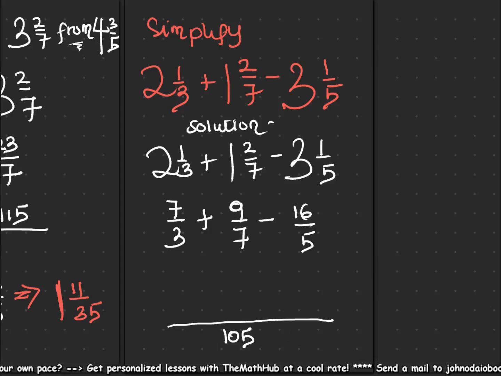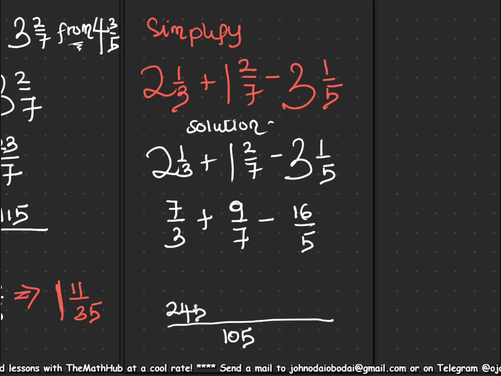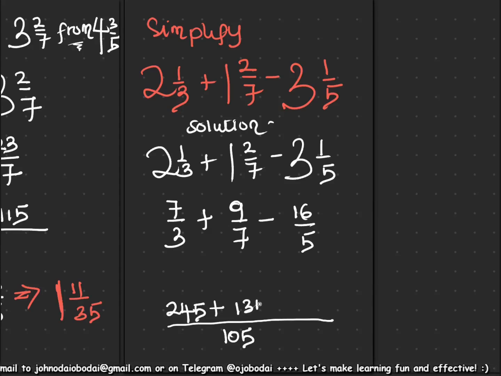Then we ask ourselves, 105 divided by 3 gives us what? 35. So we multiply that 35 by this number here, which is our 7. So 35 times 7 should give us 245. Plus, once again, 105 divided by 7 should give you 15. Then you multiply your 15 by the 9. So 15 times 9 gives us 135. So you put down 135 here.